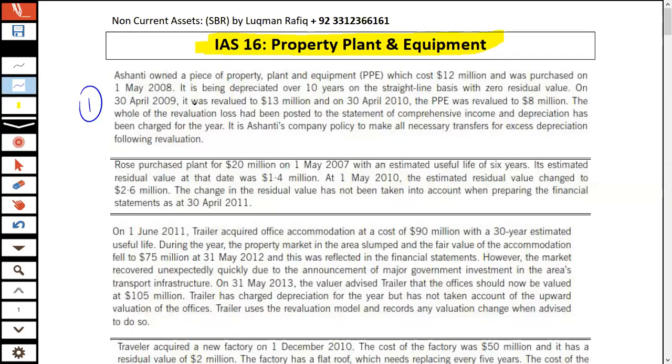It says Ashanti owned a piece of property, plant and equipment which cost $12 million and was purchased on 1st May 2008. It is being depreciated over 10 years on the straight line basis with a zero residual value. On 30th April 2009, it was revalued to $13 million, and at 30th April 2010, the PPE was revalued to $8 million.